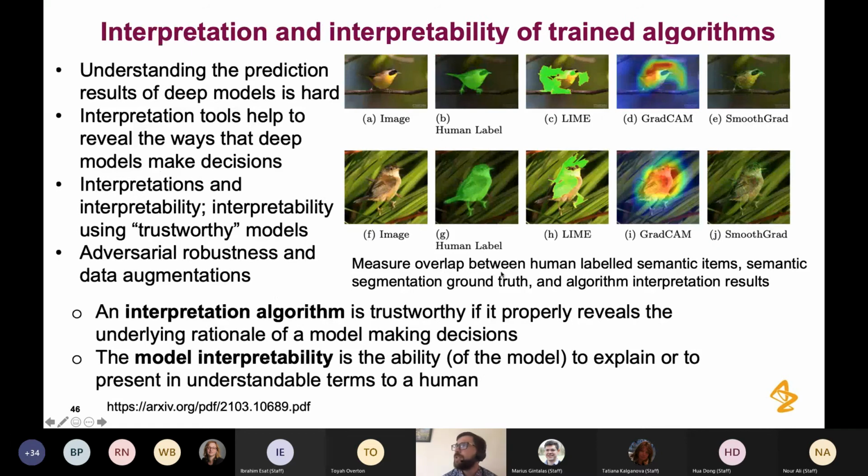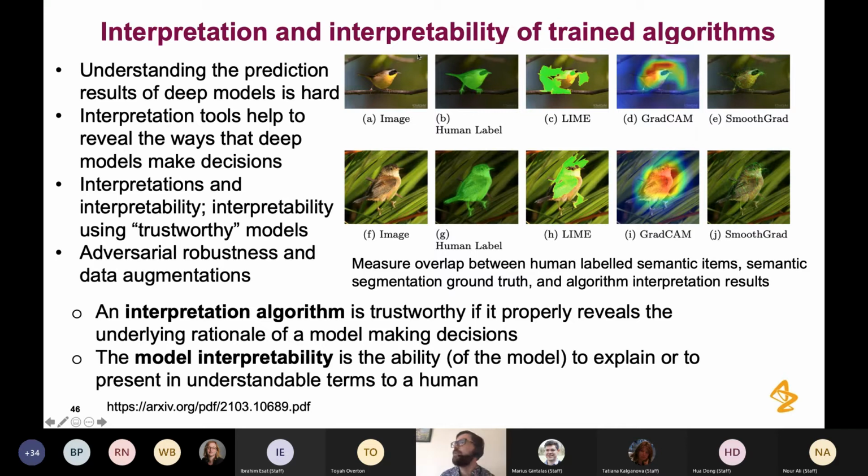Then interpretability of the trained algorithm is also an active area. When we learn something, we ideally want an interpretable algorithm, which is trustworthy. It potentially reveals the underlying rationale of a model making decisions.